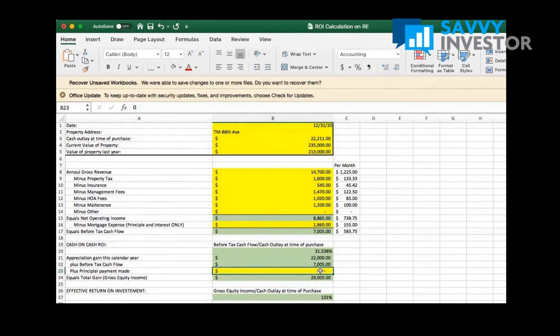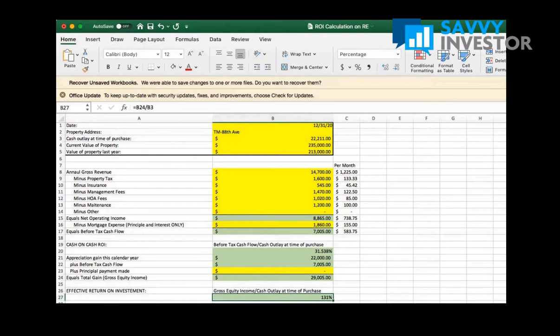But in this scenario where this is an interest only HELOC, none of that money is being applied towards principal. So I put 0 there. So this shows now that my total gain on this property per year, both in cash on cash return and in gains from appreciation or principal pay down, is $29,005. And then I take that number divided by my total cash outlay at the beginning, and you can see my effective return on investment is 131% per annum in this specific investment.